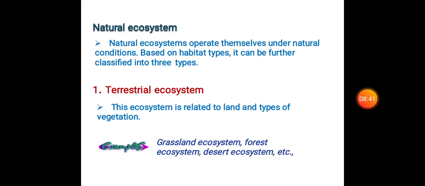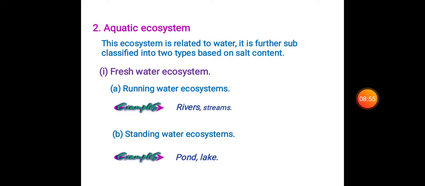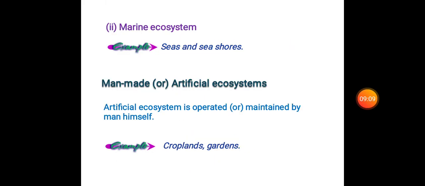So that is the natural ecosystem. Terrestrial means related to land and types of vegetation. For example, grassland, forest, desert ecosystem, already discussed. Okay. Then the aquatic freshwater ecosystem has two types, one is the running water ecosystem and another one is the standing water ecosystem. So the examples: rivers, streams are the running water, pond, lake are the standing water ecosystem. And man-made or artificial ecosystem examples: cropland, gardens, zoo.